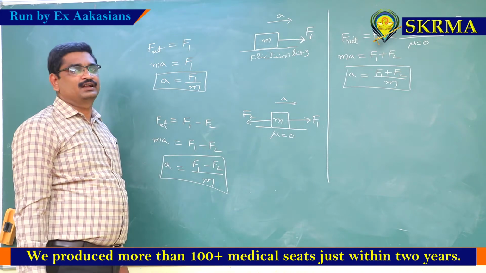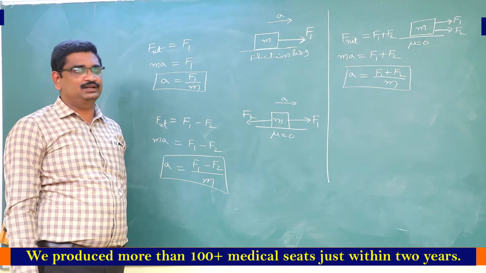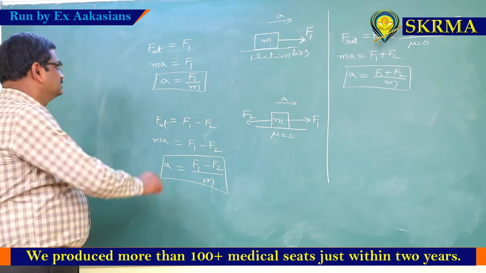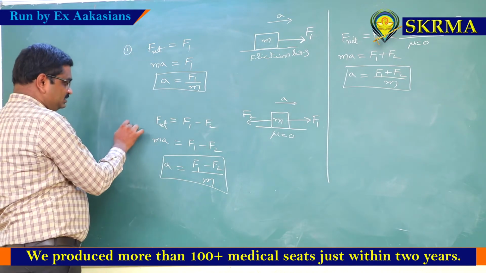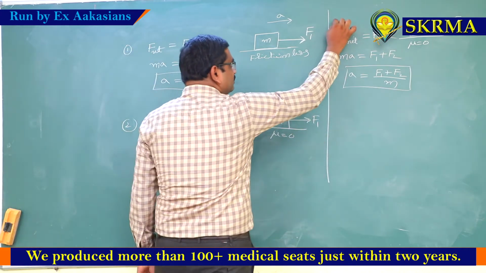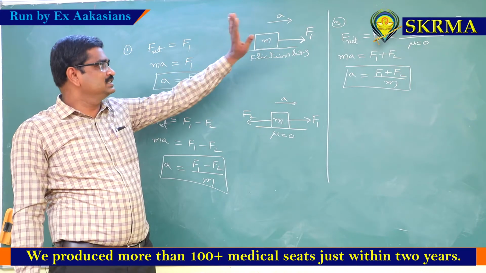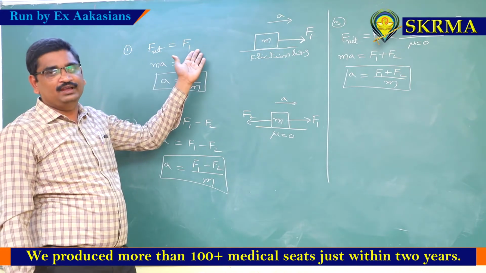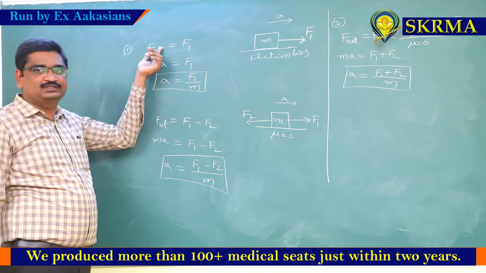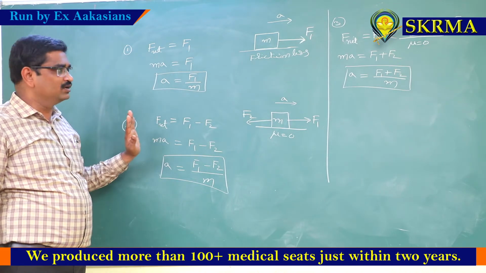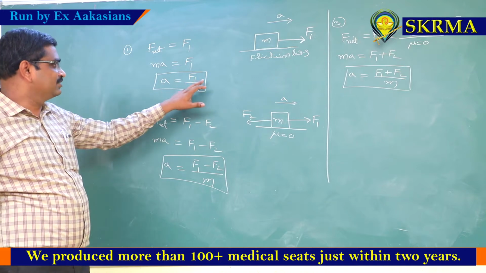So these are the different and simple examples to calculate net force and acceleration by using Newton's second law. This is the first application, the second one and the third one. In this case only one force is acting, so net force is F1 only. From Newton's second law, the net force formula is m into a. So in any situation F net equals ma only. So from this, acceleration is F1 by m.